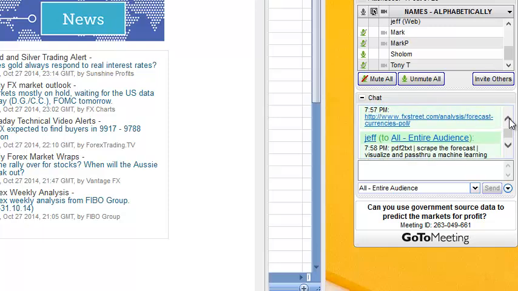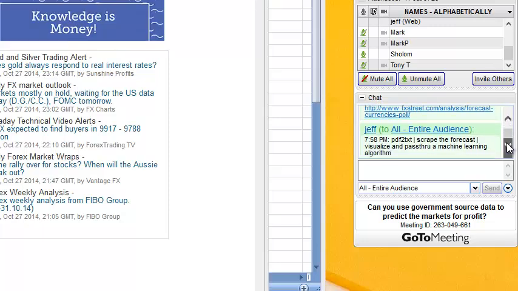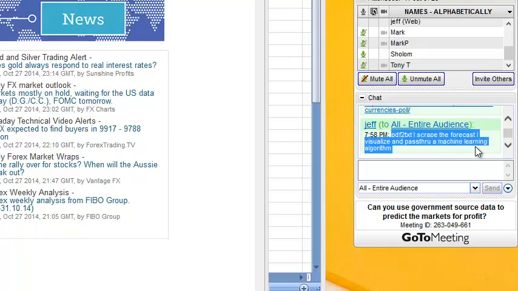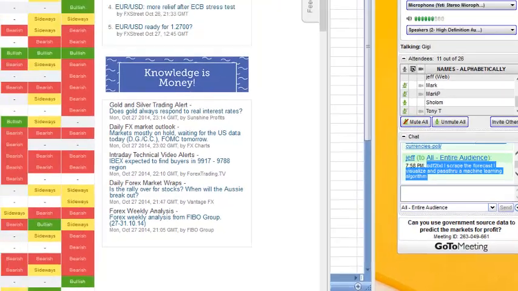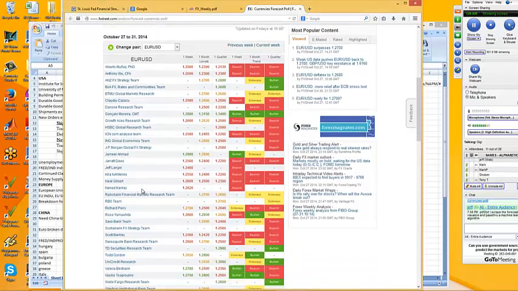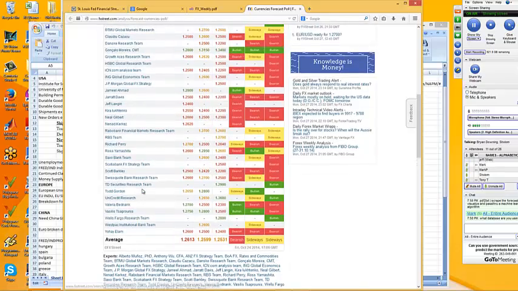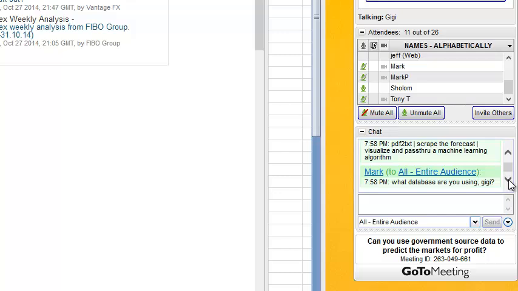Well, Jeff just suggested a good piece of software. It looks like he's using PDF to text. Yes, there is a lot of software you can use to extract data from a PDF. But in this case, it's the HTML file, so it's even simpler. So Mark, this is not directly government data, but it's predictions from the banks in the market.